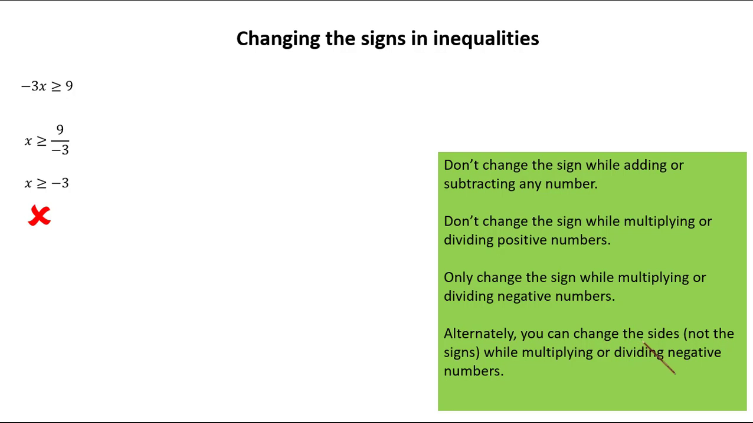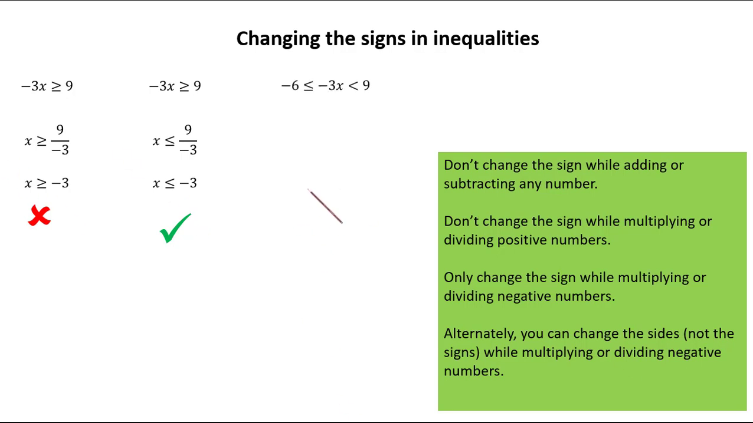Alternately, if you don't want to change the sign, you can change the sides. We are going to understand this in a moment. So let's take the previous example. The minute we divide minus 3 on both sides, this greater or equal to sign becomes lesser or equal to sign. So 9 divided by minus 3 is minus 3. So this is the correct answer. X is lesser or equal to minus 3.